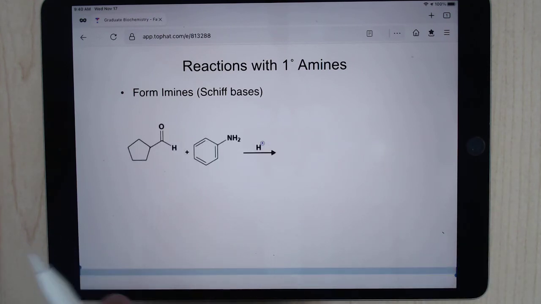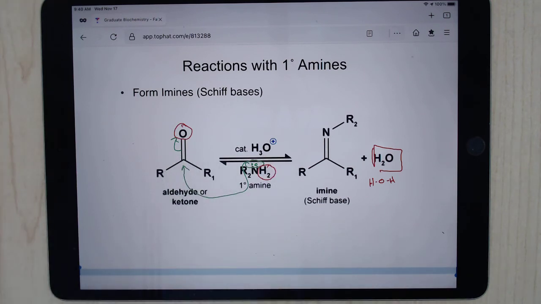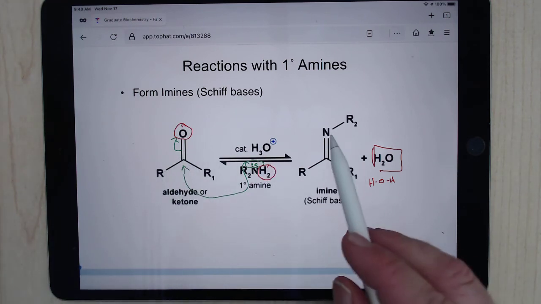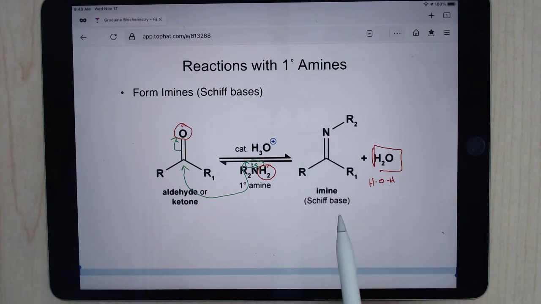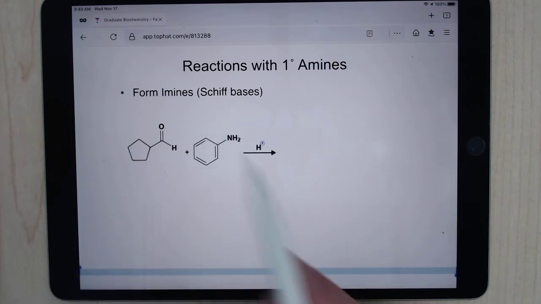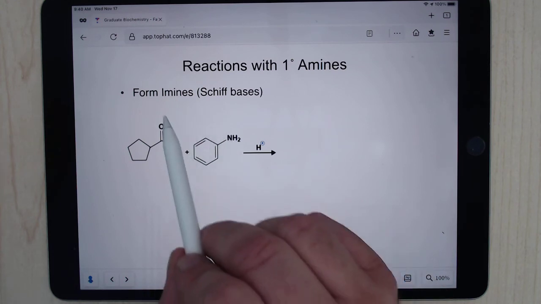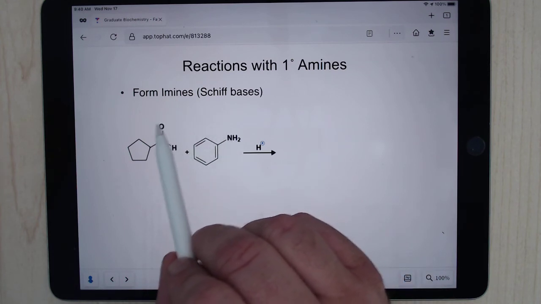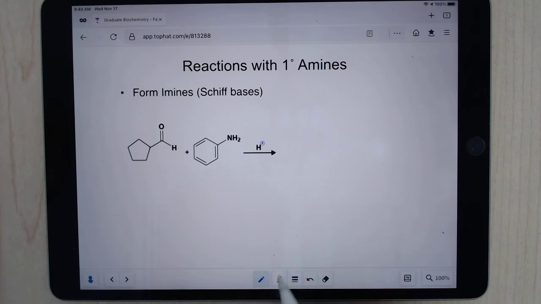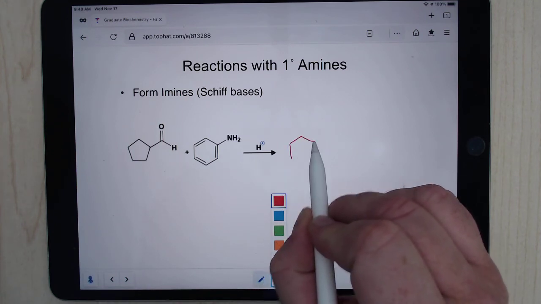And so you're still going to get a reaction here, but after it rearranges, you're going to get this imine, or sometimes in biology it's called a Schiff base. And so when you look at something like this, right, we have a primary amine. That's going to replace this oxygen here, and so we're going to get this.